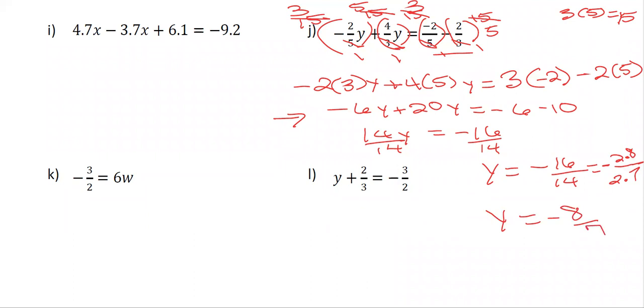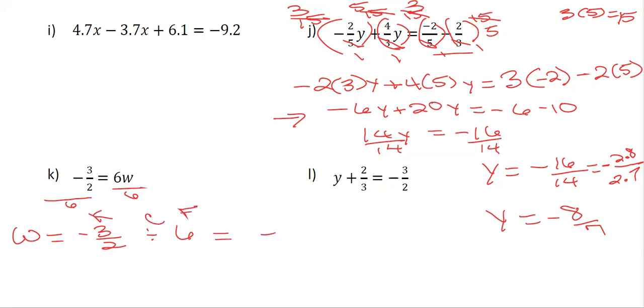And let's do K right quick. K says that we have -3/2 equals 6w. That w has to have a +1 coefficient in order to say what it's equal to. So I need to divide by that 6. I'm going to rewrite it. I got -3/2 divided by 6. And anytime we're dividing fractions, we're going to keep, change, flip.